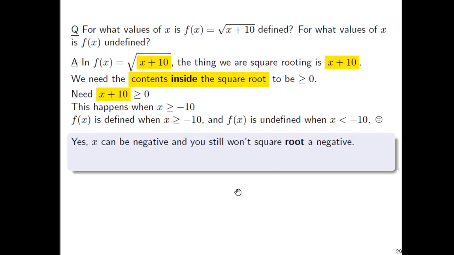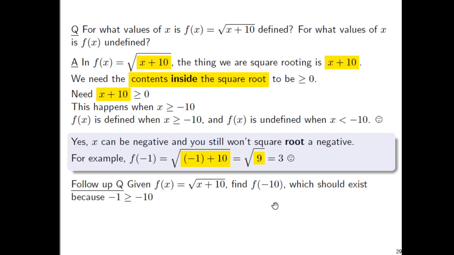So again, x can be negative, and for certain values anyway, you still won't square root a negative. Let's see. For instance, negative 1, right? Negative 1 is an x value that is greater than or equal to negative 10. And when you do f of negative 1, you'll have root negative 1 plus 10, in other words, root 9. Again, in yellow, that's the content inside the square root. And root 9, good thing 9 is positive, root 9 equals 3.